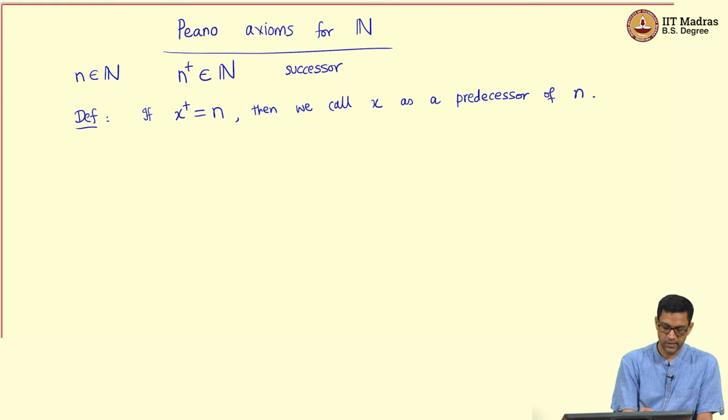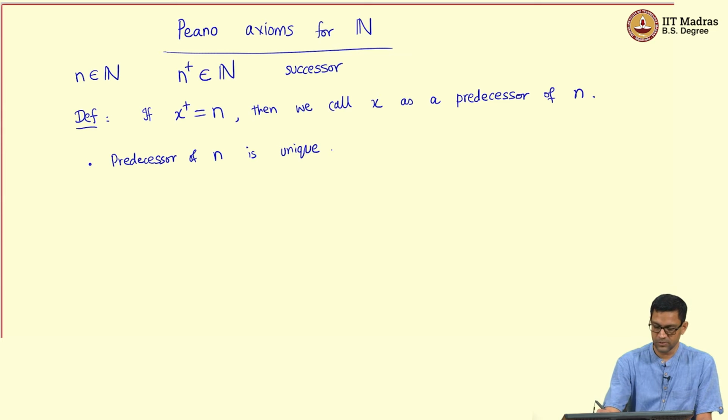The first thing here is that if predecessors exist, then they are unique. Of n, there can't be two different predecessors. So, the predecessor is unique. What do we mean by that? What should we prove?